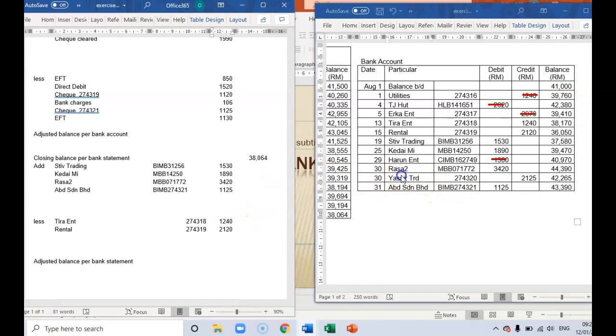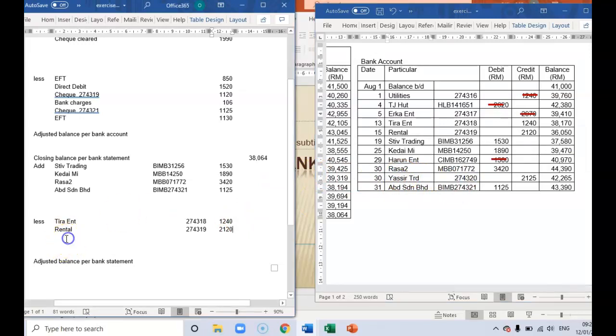And the last one in this one, yes, trading. That is 2125. Okay, so transfer everything else, everything the transaction has not been crossed yet. Then after this, we need to identify whether there is an error for us to correct.